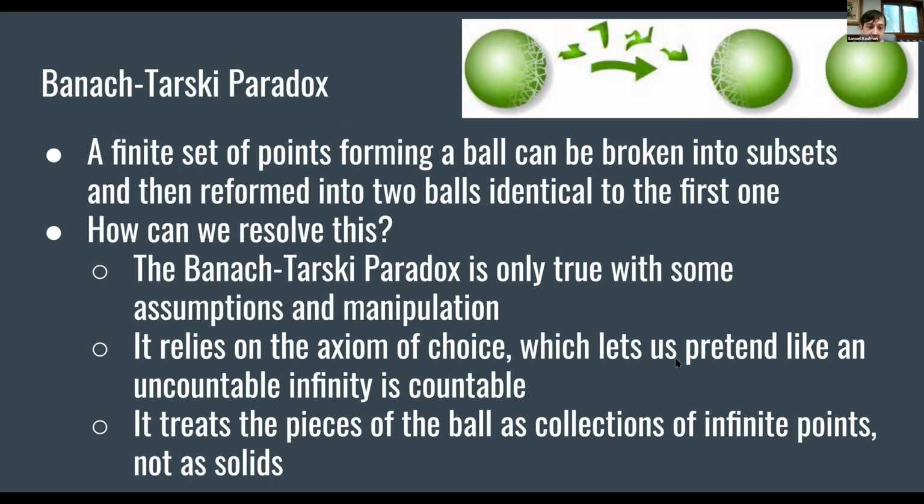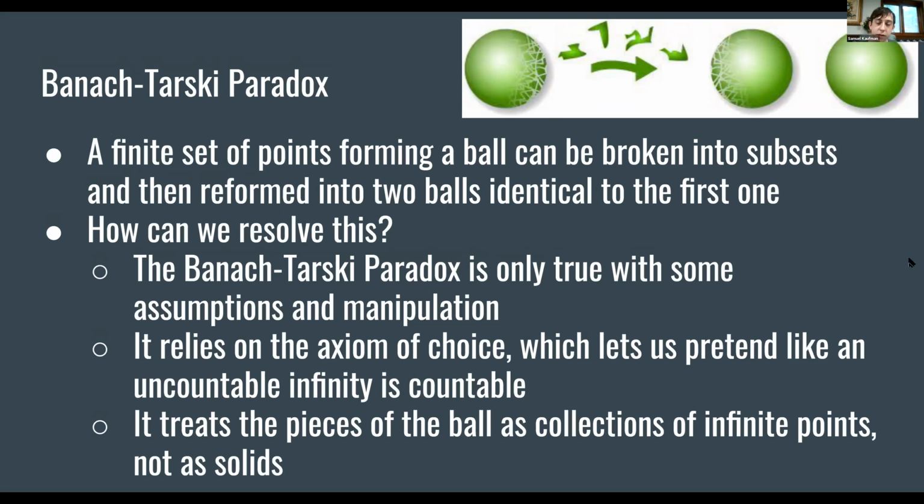To prove the Banach-Tarski paradox, and we're not going to do the proof here, it's a little challenging, but you can look it up on your own if you want. For it to be true, we have to make some assumptions and do some weird manipulation of the points. The first thing is it relies on the axiom of choice. And the axiom of choice basically lets us pretend like an uncountable infinity is countable.